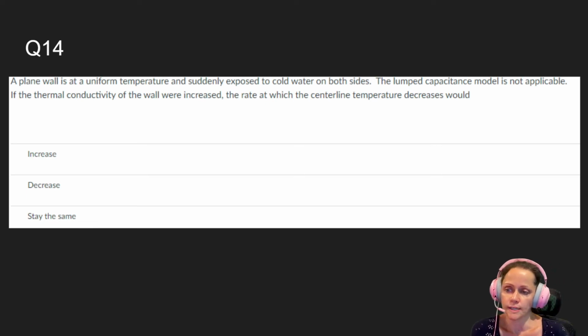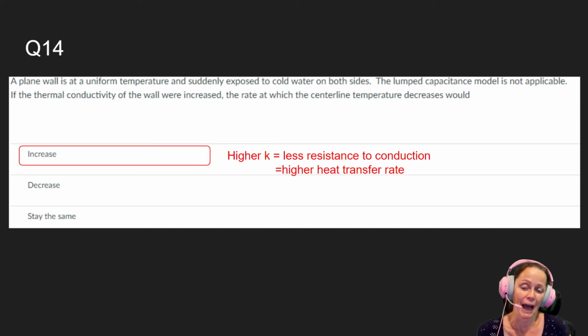A plane wall is at uniform temperature and suddenly exposed to cold water on both sides. The lumped capacitance model is not applicable. If the thermal conductivity of the wall were increased, the rate at which the centerline temperature decreases would increase. That makes sense, right? Higher k, less resistance to conduction. Heat is going to be transferred much more quickly. So of course the centerline temperature is going to decrease faster, the faster the heat transfer rate, as the centerline temperature tries to come into equilibrium with the environment around it.